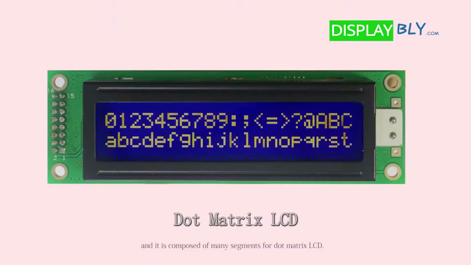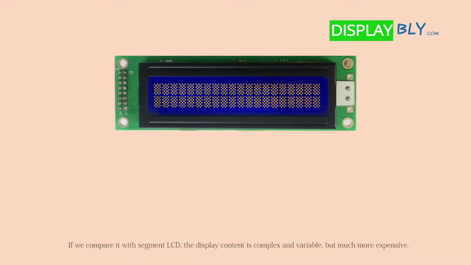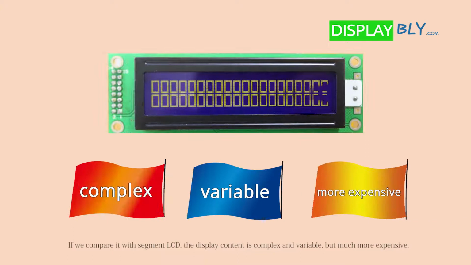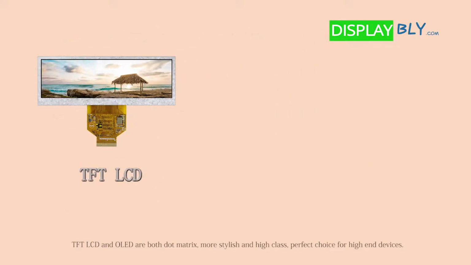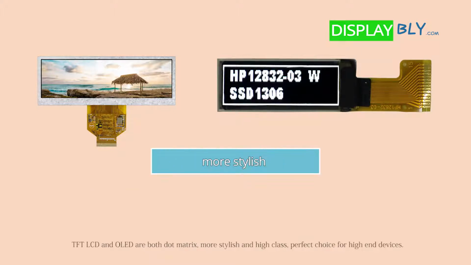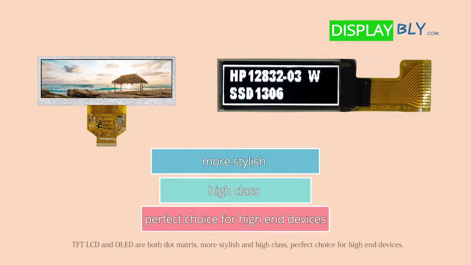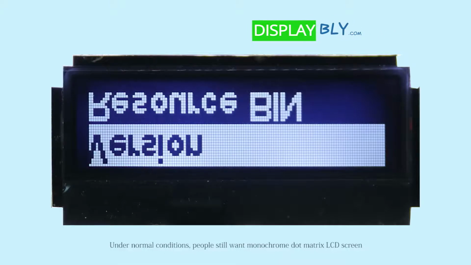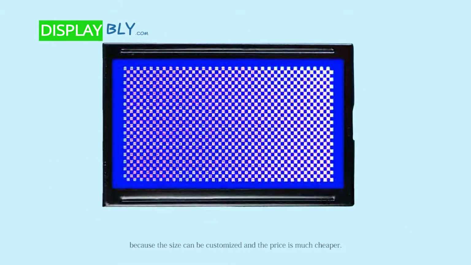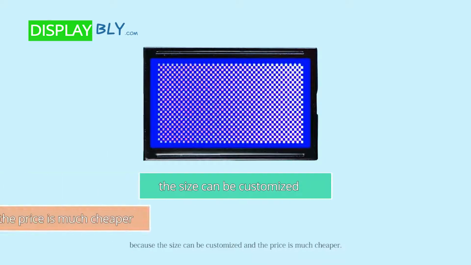If we compare it with segment LCD, the display content is complex and variable, but much more expensive. TFT LCD and OLED are both dot matrix, more stylish and high class, perfect choice for high-end devices. Under normal conditions, people still want monochrome dot matrix LCD screen because the size can be customized and the price is much cheaper.